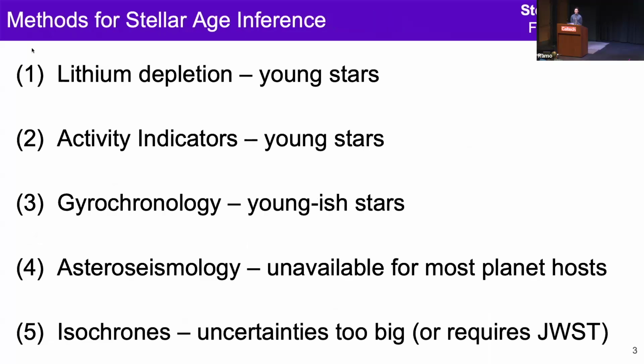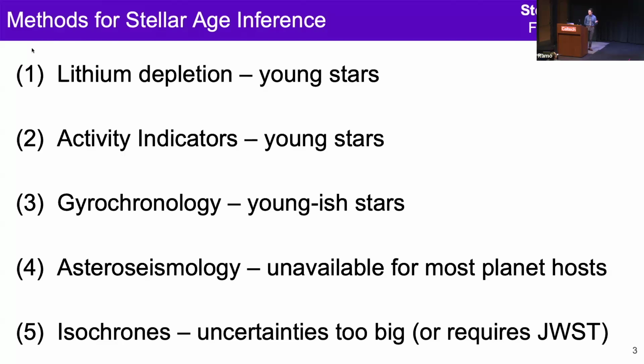However, we run into a problem. Most of the methods that we have for age inference are not very good for mature stars. So lithium depletion and activity indicators and gyrochronology work for varyingly young stars. Things like asteroseismology end up not being available to use for most exoplanet hosts. And in the case of isochrones, unless, as we heard yesterday, you have a precise JWST transit, the uncertainties tend to be too big to be useful for these precise ages. So we turn to population-level statistical methods to get at what's going on with these different exoplanet populations.